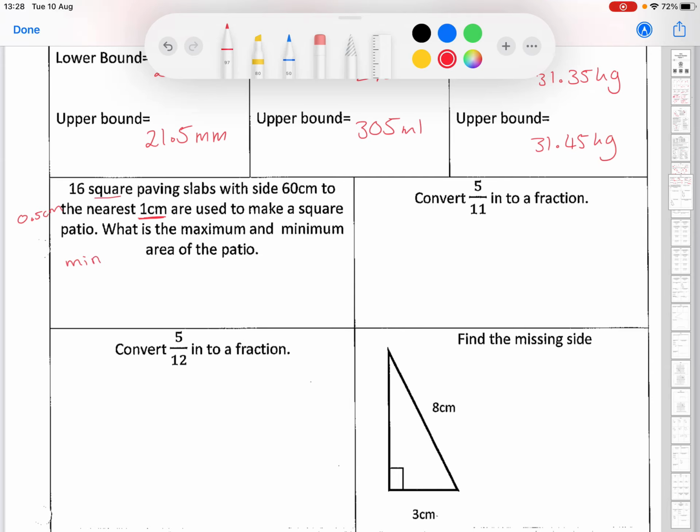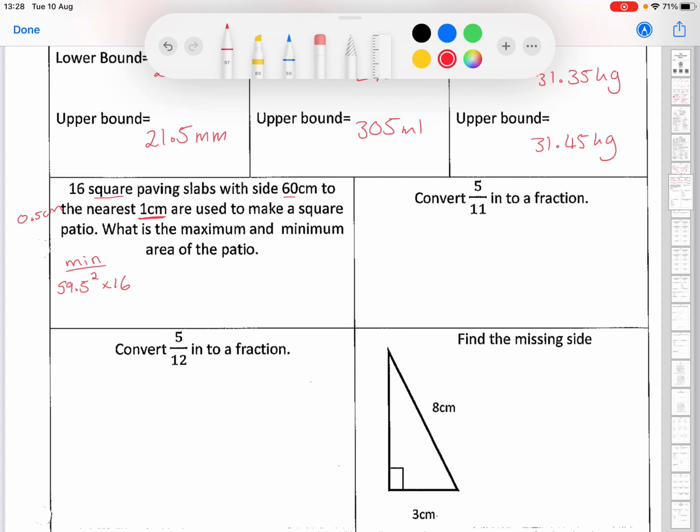So for our minimum, we've got, oh, it's a square, isn't it? So the sides are going to be both 60. For the minimum, we're going to do 60 take away a half, because we haven't taken it away yet, which is 59.5. So we need to square 59.5, and then we're going to times that by 16, because we've got 16 of them.